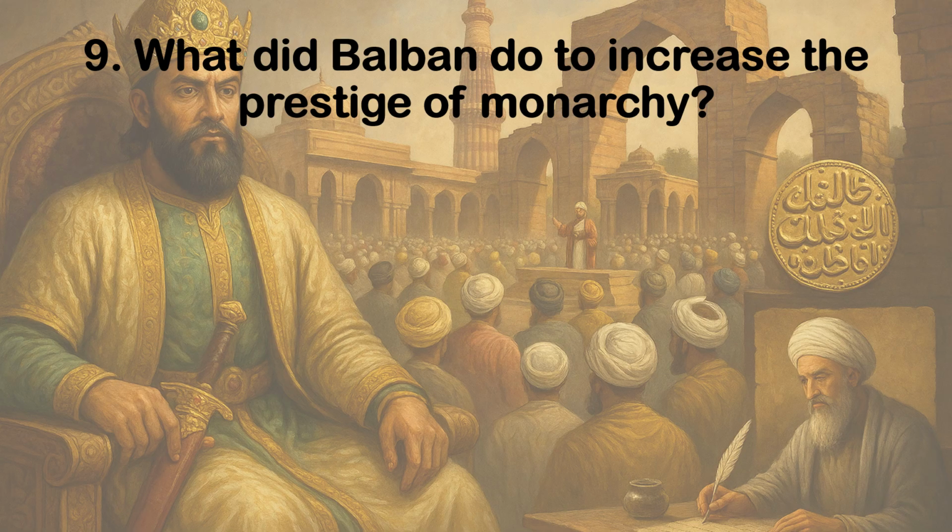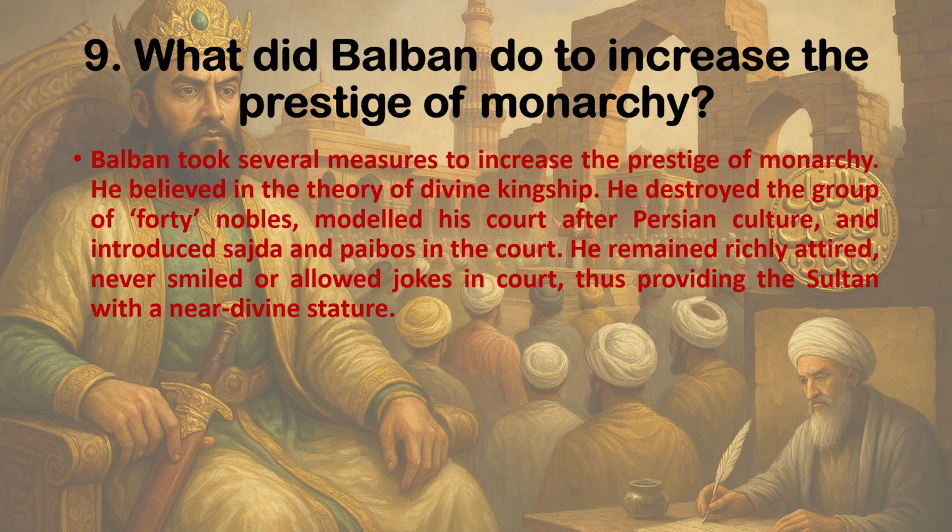What did Balban do to increase the prestige of monarchy? Balban took several measures to increase the prestige of monarchy. He believed in the theory of divine kingship. He destroyed the group of 40 nobles, modeled his court after Persian culture, and introduced sajda and paibos in the court. He remained richly attired, never smiled or allowed jokes in his court, thus providing the Sultan with a near divine stature.